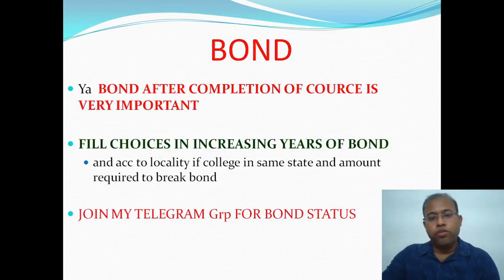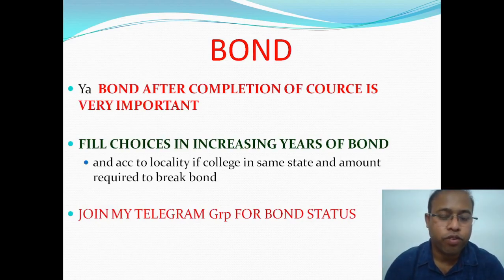Then the bond. You should also give importance to this: after completion of your MBBS, you may have to serve a government institute or government bond of that state. The importance is that after MBBS you are not done, you also have to prepare for the post-graduation examinations, and if you are bonded to that particular state for a longer period of time, it would be very difficult for you to clear the post-graduation examinations. So you should give preference to the institutes where the bond period is less, and make the list in increasing order.